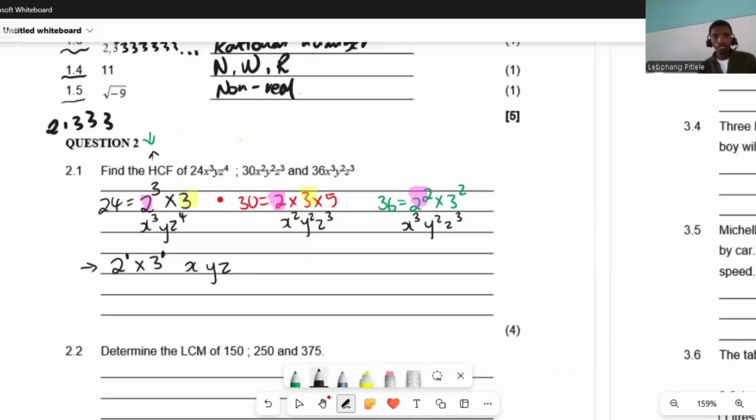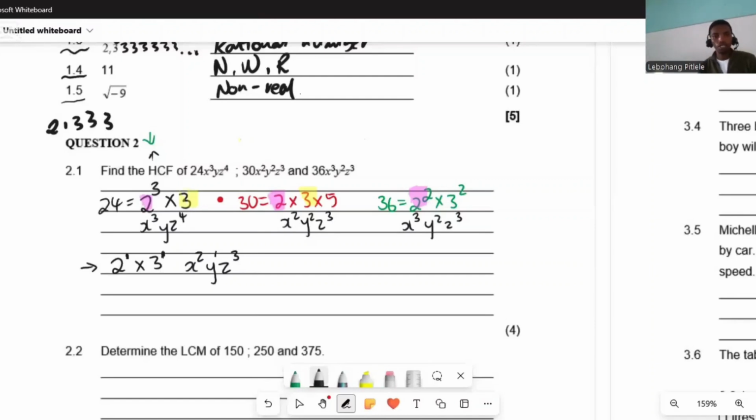Now coming to the x's, which one is the lowest exponent? The one in the middle, which is squared, right? And then the y's, the first one, which is 1. And then the z, the last one. For the y, here is 2 and then there is 1.